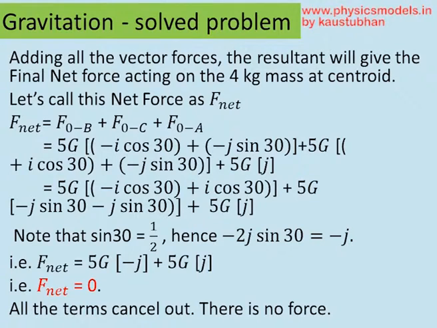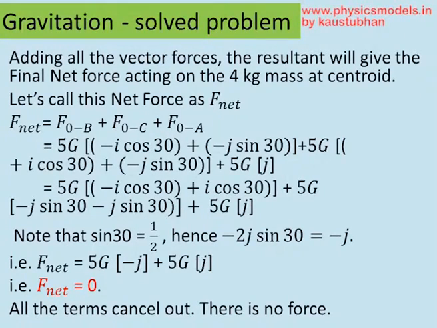While adding, you can see that we can bundle together the i cos 30 terms. So when we bundle that, we get 5G into minus i cos 30 plus i cos 30. That becomes 0. The second term becomes 5G into minus j sin 30 minus j sin 30. That becomes minus 2j sin 30. But sin 30 is half, so that becomes minus 2j into half, which is minus 1 into j, as shown on the screen. Therefore, the whole thing simplifies to 5G into minus j plus 5G into j, which cancel each other out, and we get the net force as 0.